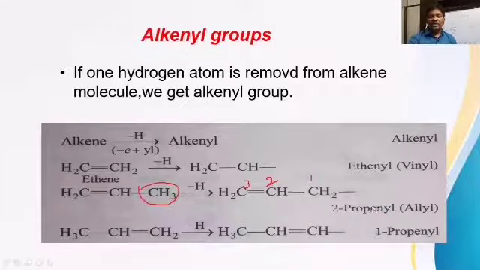Here ene indicates the double bond. The double bond is located after the second carbon, and the total number of carbons is 3, so we say prop. So 2-propenyl is the IUPAC name of this group, whereas its common name is allyl. So allyl is the common name and propenyl is the IUPAC name, whereas ethenyl is the IUPAC name and the common name is vinyl.